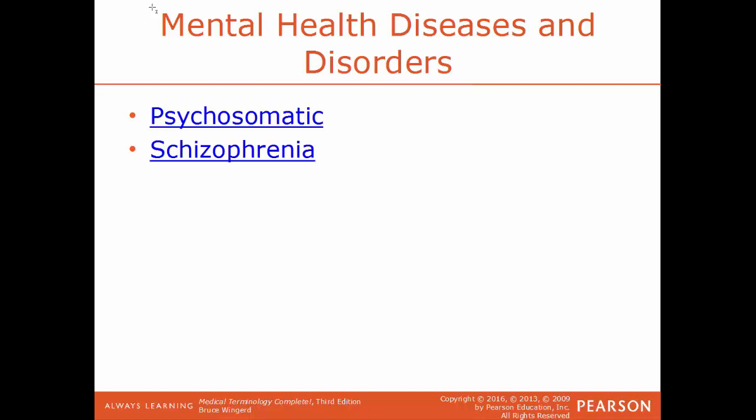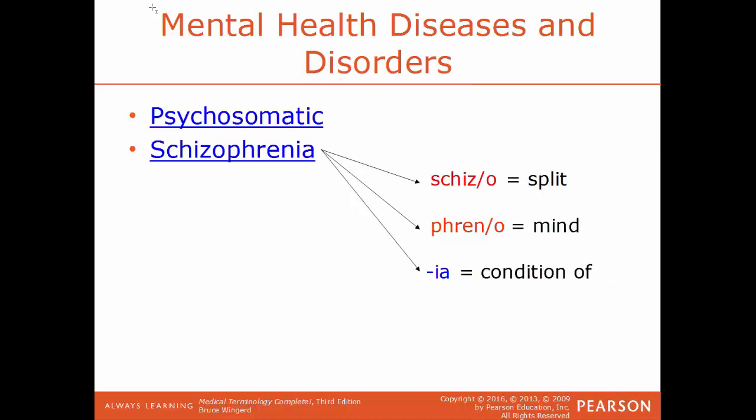Let's break down this term more closely. Schizo means split. Phreno means mind. And ia, a condition of. So you basically have a splitting of the mind.